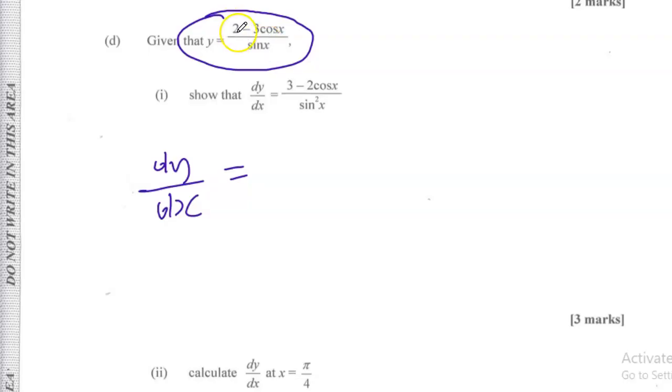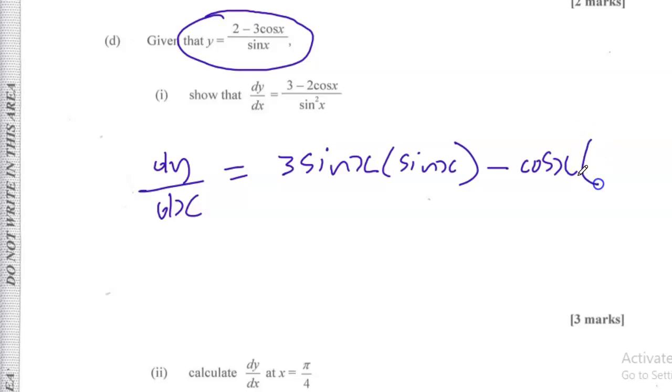Differentiate 2, you get 0. Differentiate minus 3 cos x, you get positive 3 sin x. And we multiply by the denominator. Minus, then we alternate now. So we're going to differentiate sin x, you get cos x, and you multiply by the numerator.